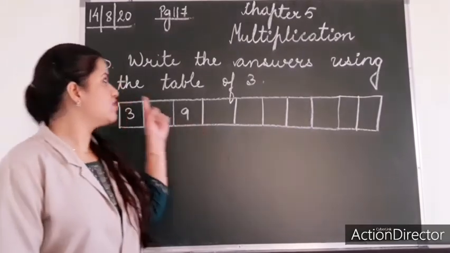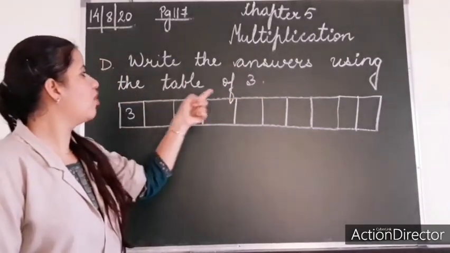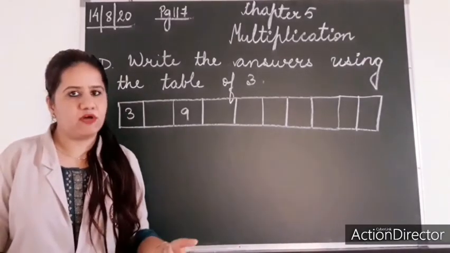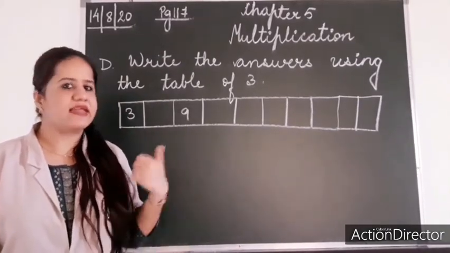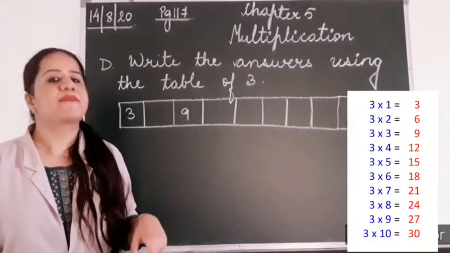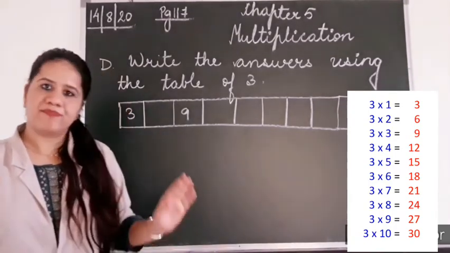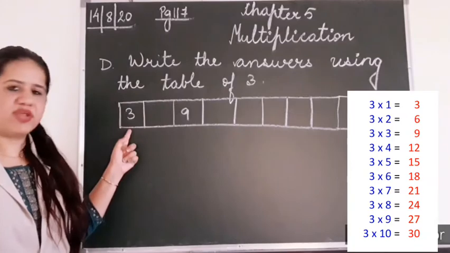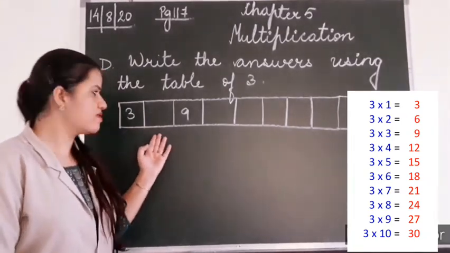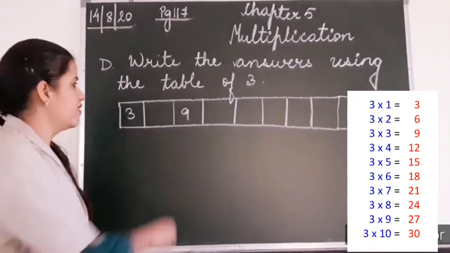Now the next question given is to write the answers using the table of 3. Now we have to do all these sums by using the table of 3. Very easy. Like yesterday we did the skip counting of 2, similarly today we will do the skip counting of 3. That means we have to write the table of 3, in which 3 ones are 3 is already written. Now let's come to the next block, that is 3 twos are, what will come? 3 twos are 6. So 6 will come.